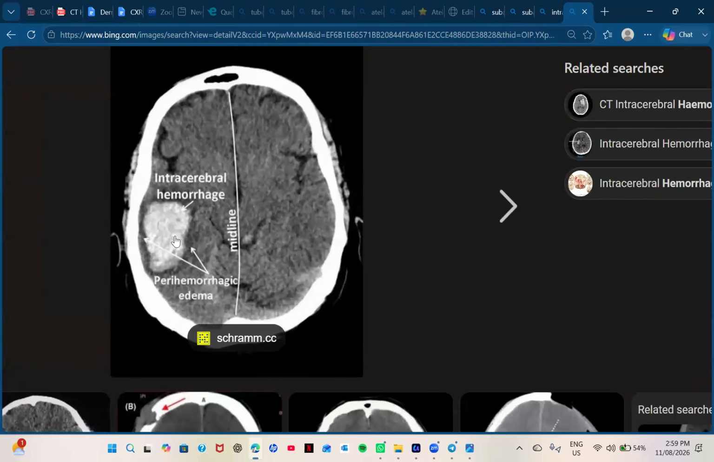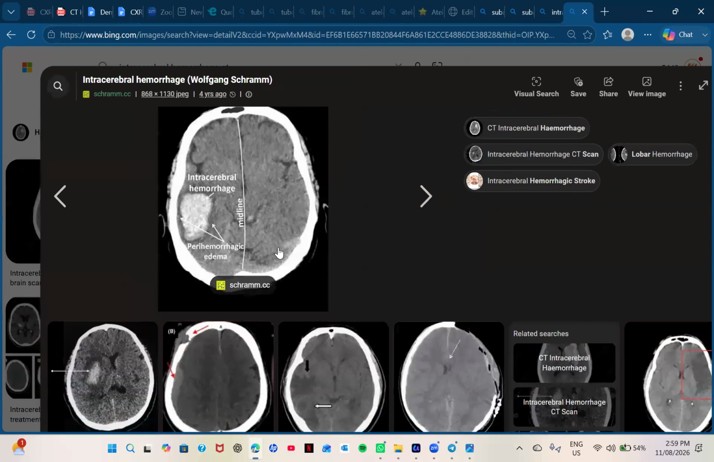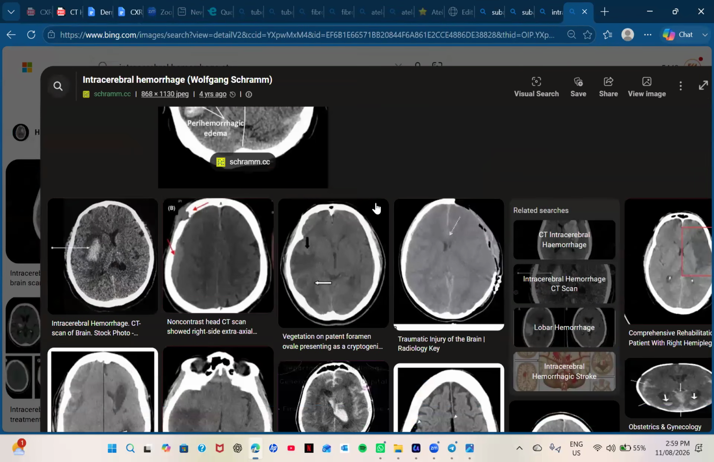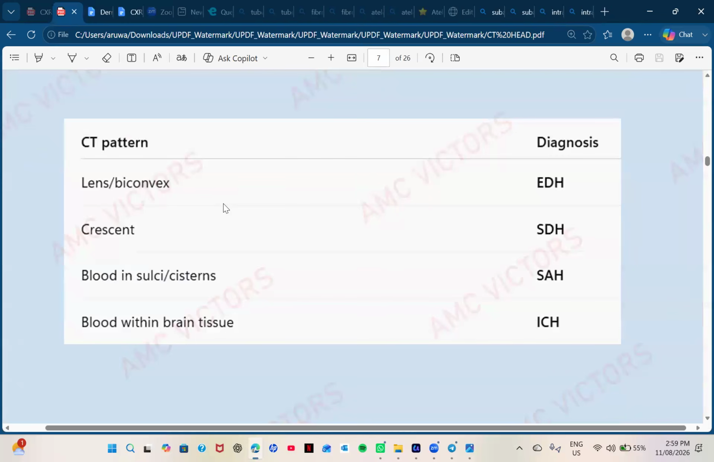Here, can you see the intracerebral hemorrhage in the parenchymal tissue? Like that. Okay, I hope you get the idea. Right? Here just remember lens or biconvex, or the banana shape, epidural, right? Crescent shape, sorry.